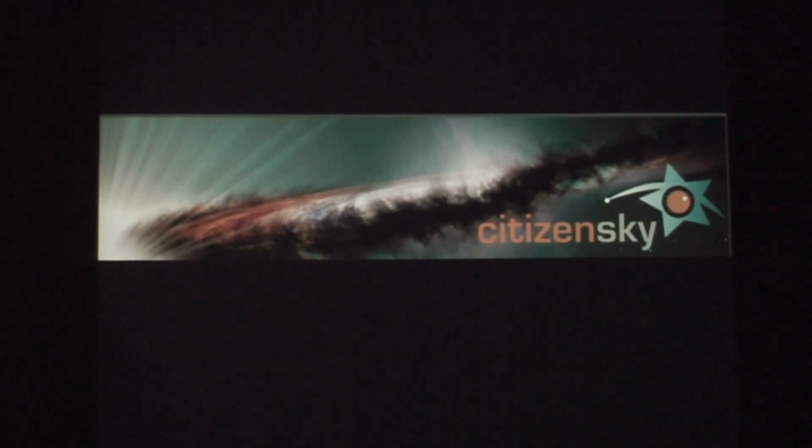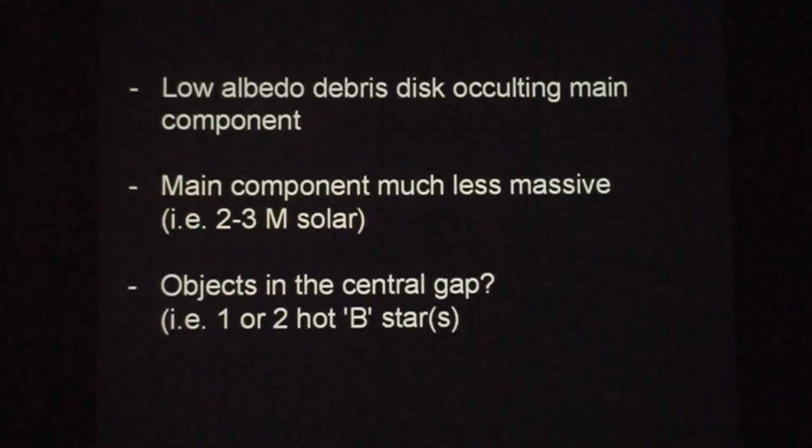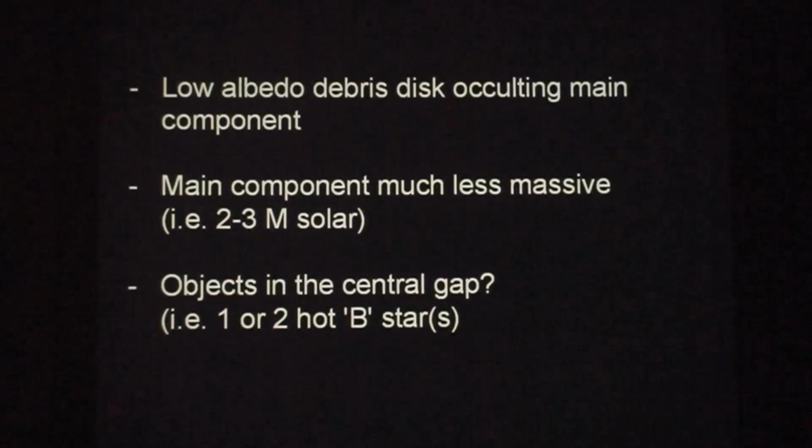Today, there is circumstantial evidence, and a lot of it, that the Epsilon Aurigae system consists of a low albedo debris disk. Next, please. I think that's our next slide. Yes. A low albedo debris disk, which occults the F-star, which itself is going through a rapid evolutionary process. In fact, it is dying. The main component is much less massive than previously thought, only 2, maybe 3 solar masses. And in fact, it may be shedding material as it goes through its death throes.